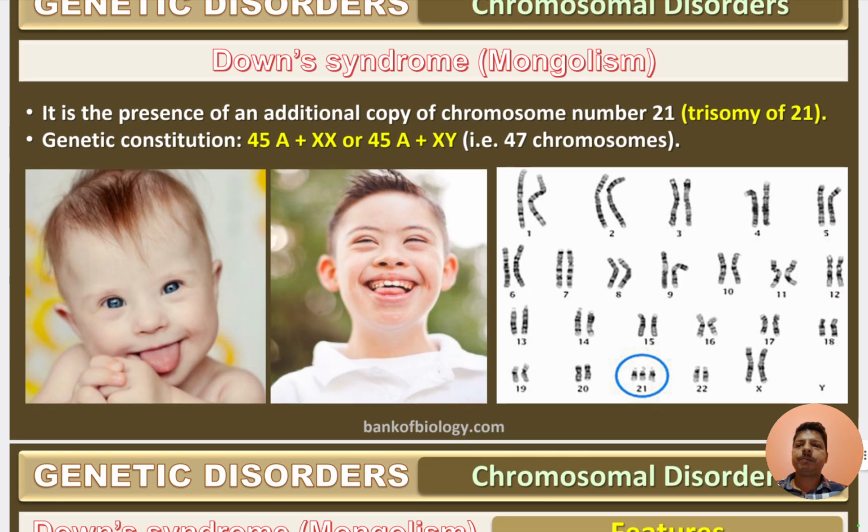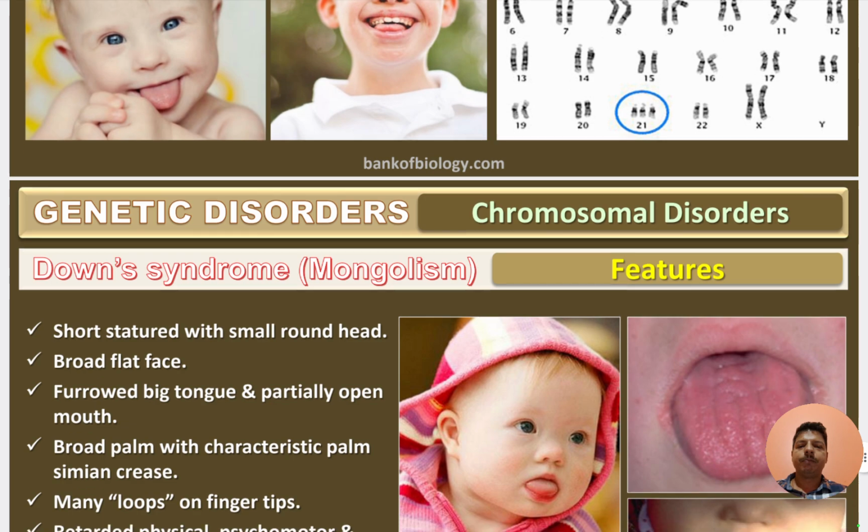Next, Down syndrome or Mongolism. It is the presence of an additional copy of chromosome number 21, trisomy of 21. Genetic constitution: 45 autosomes plus XX, or 45 autosomes plus XY, that is 47 chromosomes. Here you can see trisomy of the 21st chromosome. It causes Down syndrome.